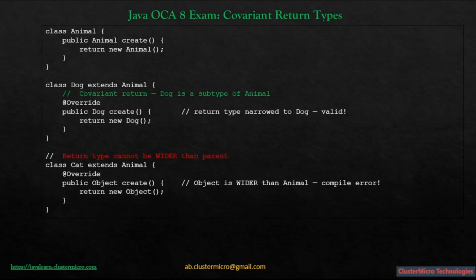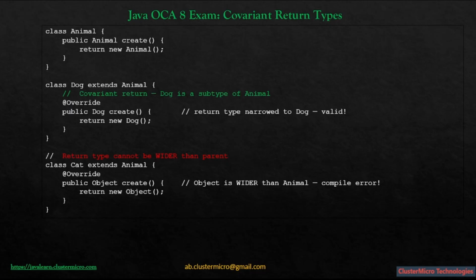Now look at Cat. It also overrides create but returns Object instead. Object is higher up the hierarchy than Animal. It is more general, not more specific. The parent promised to return an Animal, but Cat is now saying it might return anything at all. So that breaks the original promise, so the compiler rejects it. The rule is very simple. You can go narrower, never wider. Animal to Dog is fine, it is narrower, but Animal to Object is wider. It will lead to a compile time error.